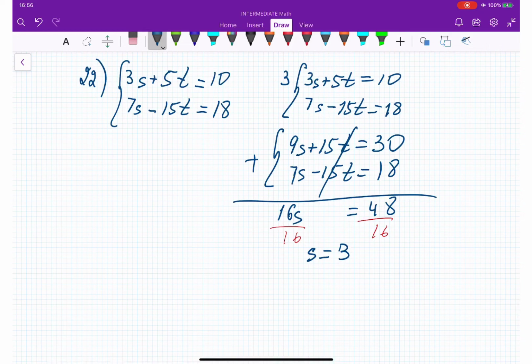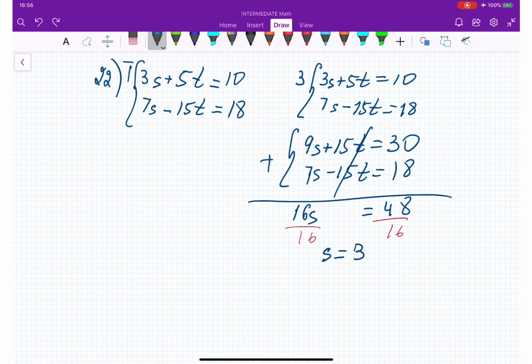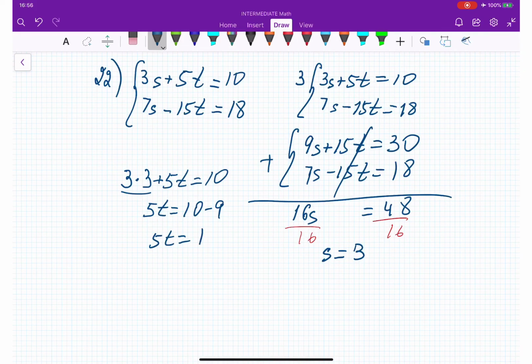Okay, plugging in s, I'm plugging into the first one. So 3 times s, which is 3, plus 5t is equal to 10. So 5t is equal to 10 minus 9, this 3 times 3 is 9. 5t is equal to 1, and we divide by 5, and t is equal to 1/5.